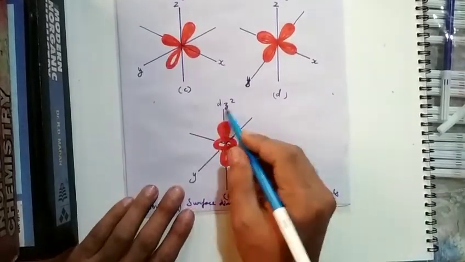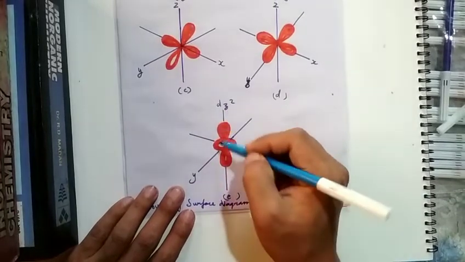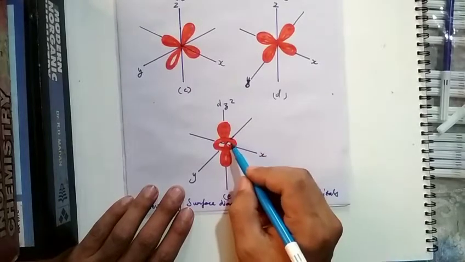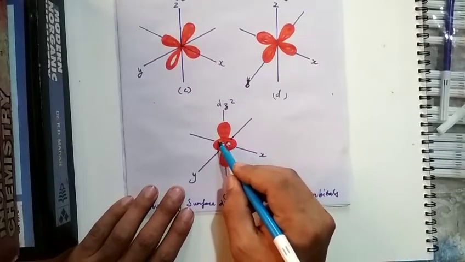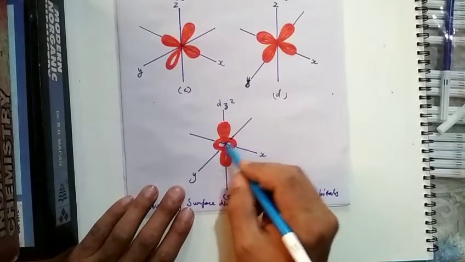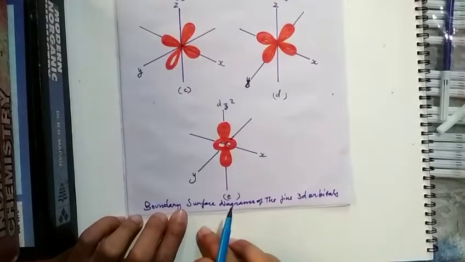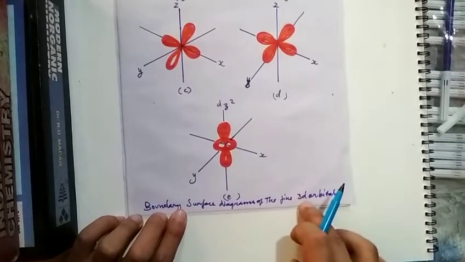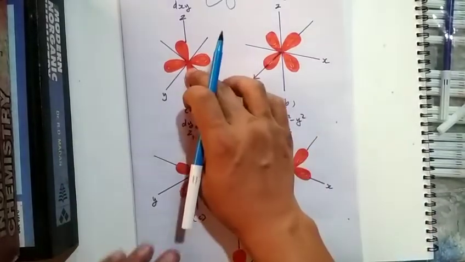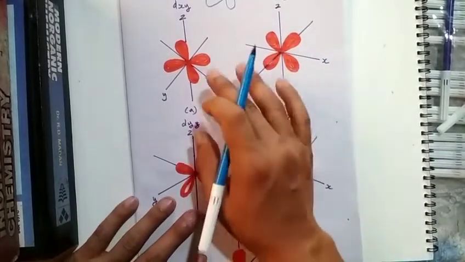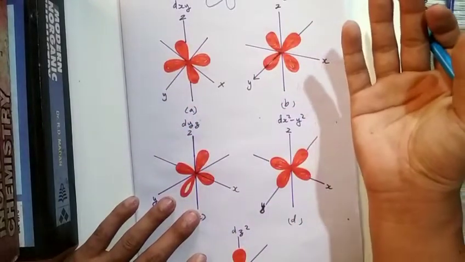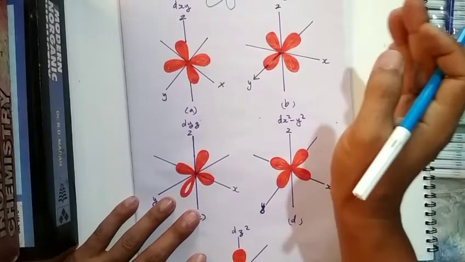Now the last one is dz square. So z square means it will be along the z-axis, and it is given by a circular kind of diagram. So this is the boundary surface diagrams of the 5 3d orbitals. For this case, radial surface is present. As we have discussed, for p orbital radial surface is absent. For this case, radial surface is present.